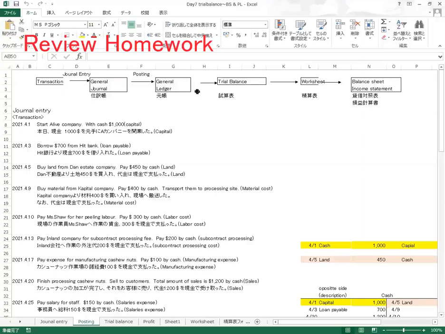So now we are at the trial balance. First, there is a transaction. Then we will make a journal entry in the general journal. Then we will post to each accounting title. Then we get the general ledger. And from the general ledger, we have the trial balance. That is the point we have reached, the trial balance.